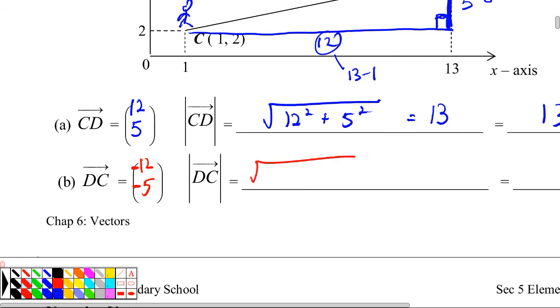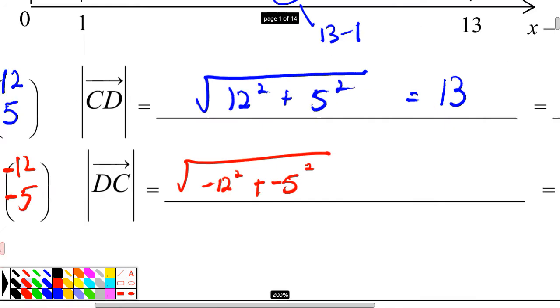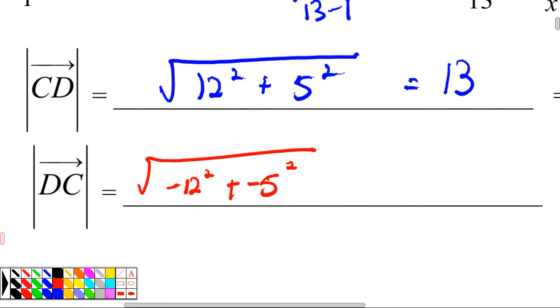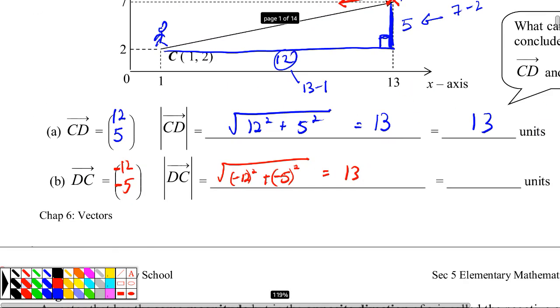Okay, now let's try and find the magnitude. Square root of negative 12 square plus negative 5 square. Is it correct? I need a bracket. Thank you. Okay, no bracket, then later on there will be a problem. So what's the answer? 13. Oh, still 13. That means the magnitude is the same.